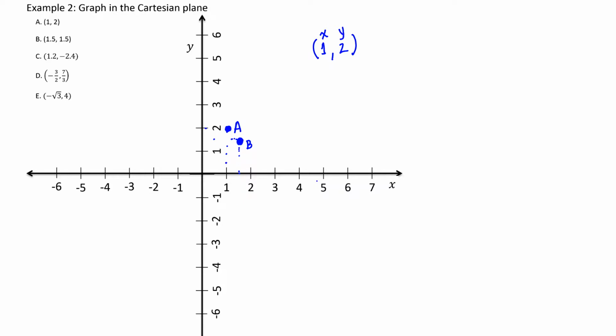For point C, same principle, only a different type of decimal. You're going to go on the x-axis between 1 and 2, but you will be somewhat closer to 1, a lot closer to 1 than you are to 2, 1/5 of the way precisely, okay? And you're going to go to negative 2.4, which is somewhere around here, 2/5 of the way down. And that's going to be C.